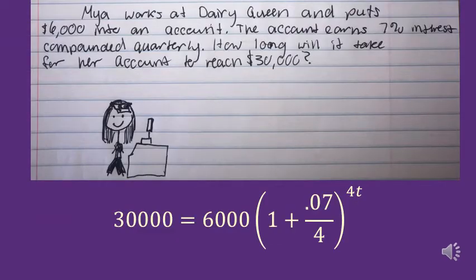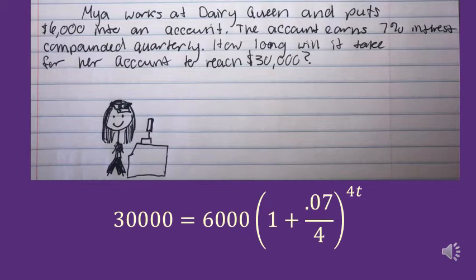So here what the equation is going to look like is 30,000 equals 6,000 times (1 plus 0.07 over 4), all of that raised to the 4th T power. You always end up with that N, here 4, both on the bottom of the fraction and also in the exponent. That same number has to come up both places.